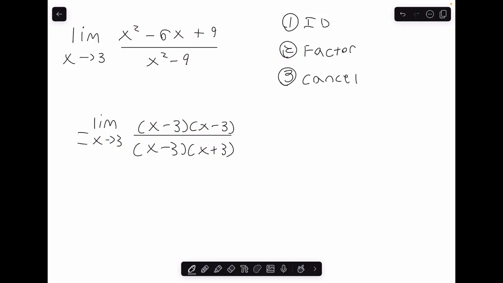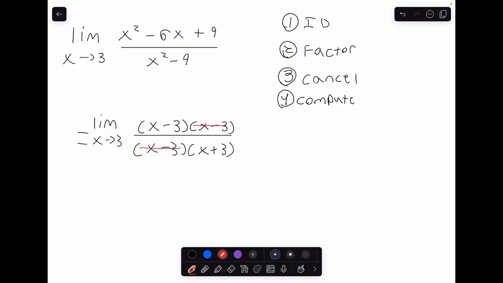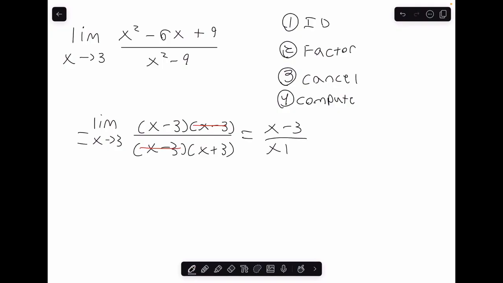After we cancel, then, and only then, we can compute the limit. Okay, so let's cancel. So we have a x - 3 in the denominator and two x - 3's there in the numerator. So we can cancel 1 out with 1 in the numerator. And that leaves us with x minus 3 in the numerator and x plus 3 in the denominator.